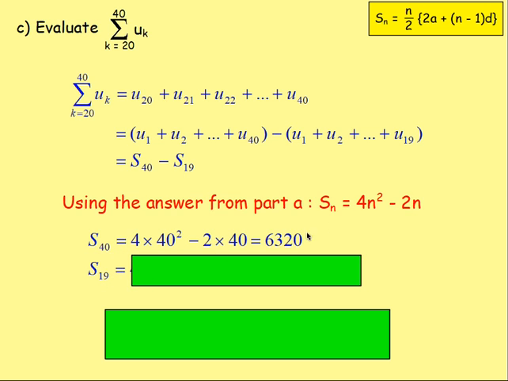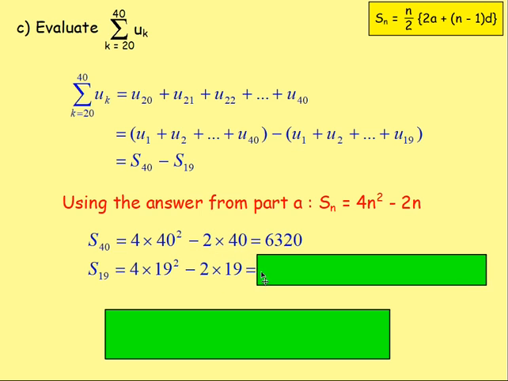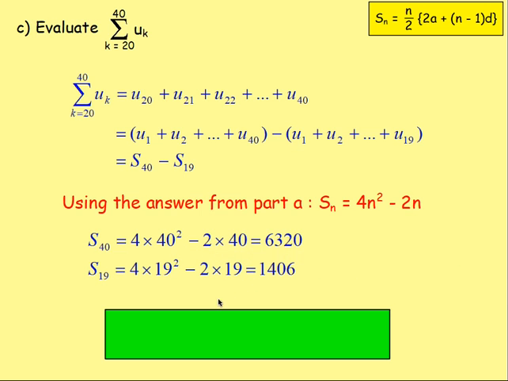S19 is going to be equal to, well, if we replace n with 19, it will be 4 times 19 squared, take away 2 times 19, which equals 1,406.